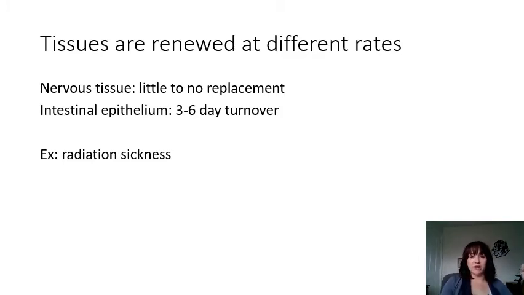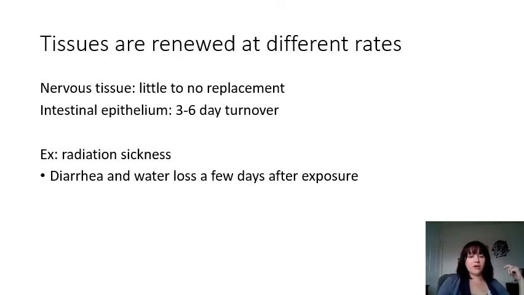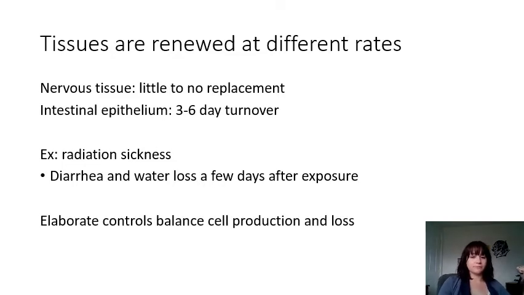I don't know if any of you watched the show Chernobyl on HBO. It showed some pretty dramatic examples of this. Your epithelium needs to be replaced every 3 to 6 days, and what radiation is going to do is kill all those rapidly dividing cells. Not right away, but 3 to 6 days later, when those new cells that were expected to have matured are not there, you start to experience diarrhea and water loss. So it takes a few days to see the effects of radiation.